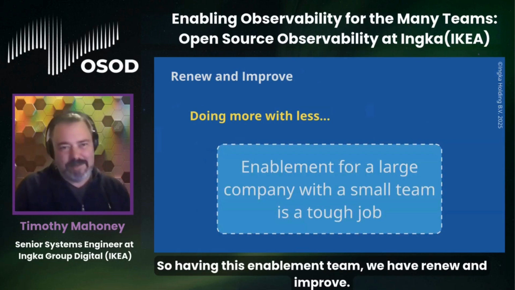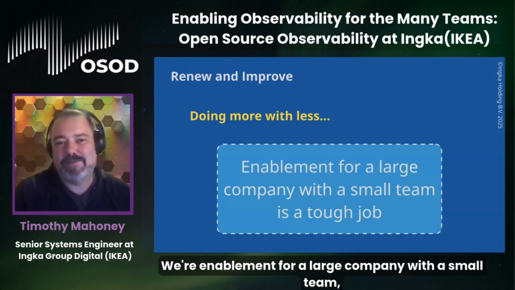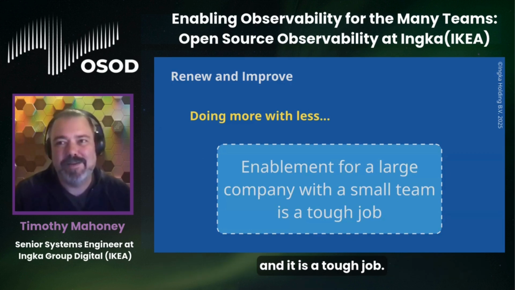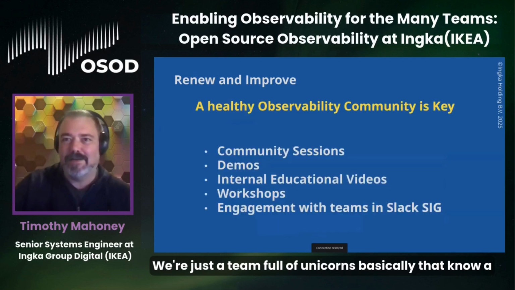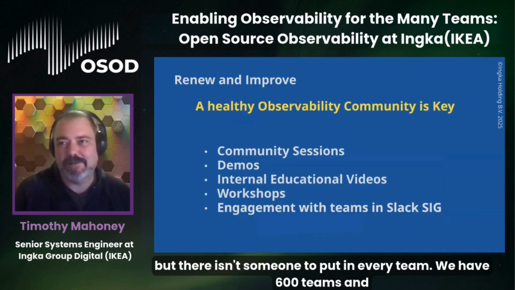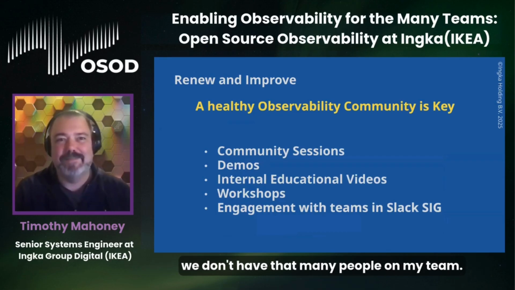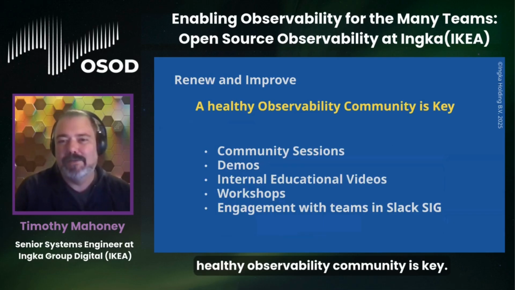So having this enablement team, we have renew and improve: how to do more with less. We're enablement for a large company with a small team, and it is a tough job. We're just a team full of unicorns, basically, that know a lot about a lot of things observability related, but there isn't someone to put in every team. We have 600 teams, and we don't have that many people in my team. So when it comes to this, a healthy observability community is key.